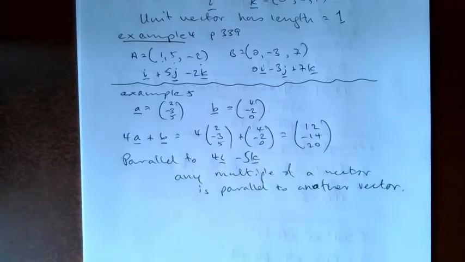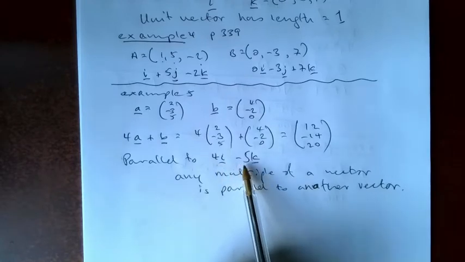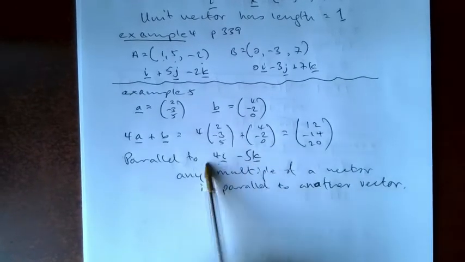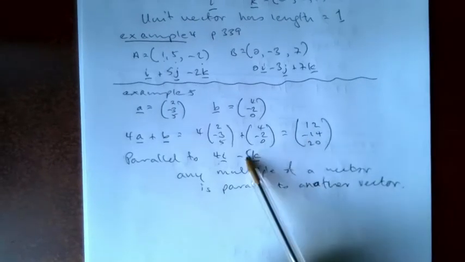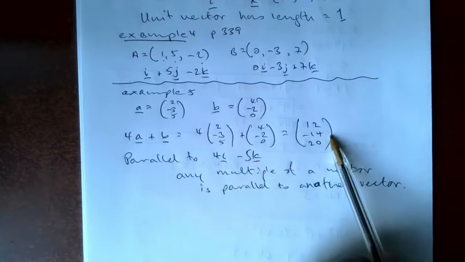Is the vector that I've got a multiple of that? So like 8i minus 10k, or even a fraction of that. Now I can see straight away that this one definitely isn't, because this has got 0j, and any multiple of 0j is 0. So it's not that.